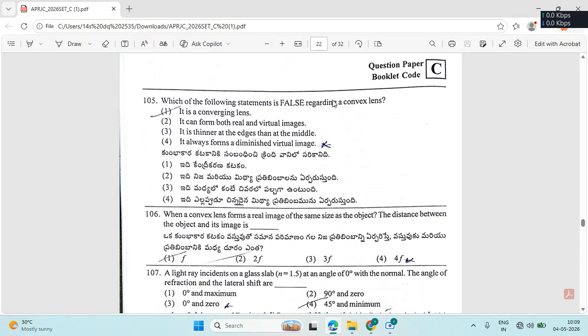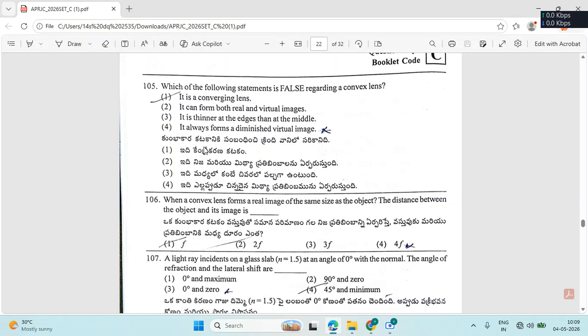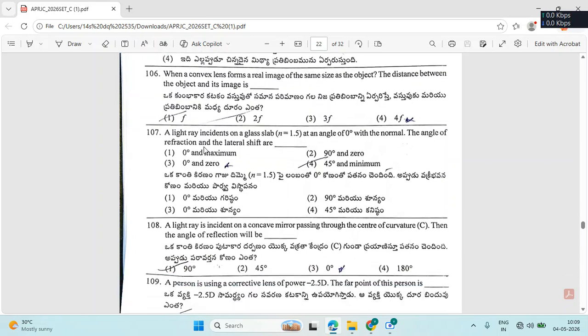Which of the following statements is false regarding a convex lens? It is a converging lens. It can form both real and virtual images. It is thinner at the edges than at the middle. It always forms a diminished virtual image. The correct option is 4 and the answer is it always forms a diminished virtual image.